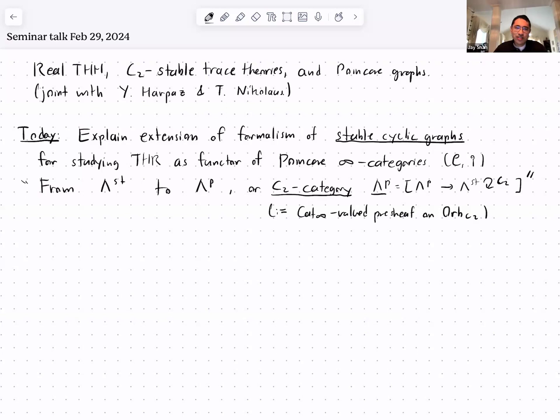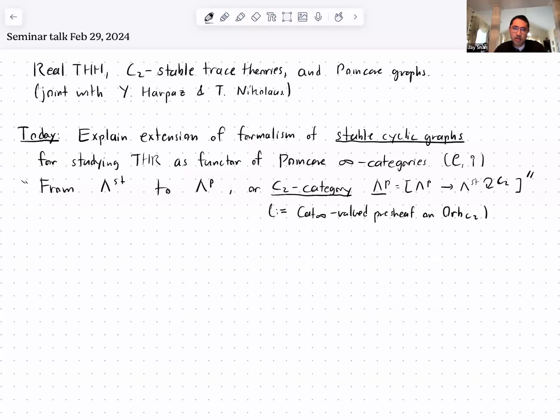Thanks for the invitation and the opportunity to speak. So the goal today is to explain a certain extension of the formalism of stable cyclic graphs, which is a formalism meant to articulate various universal properties of THH, like the trace property, for instance, and THH as a universal trace theory. But now in the context of THR, real topological Hochschild homology, viewed as a functor of Poincaré infinity categories, C kappa.